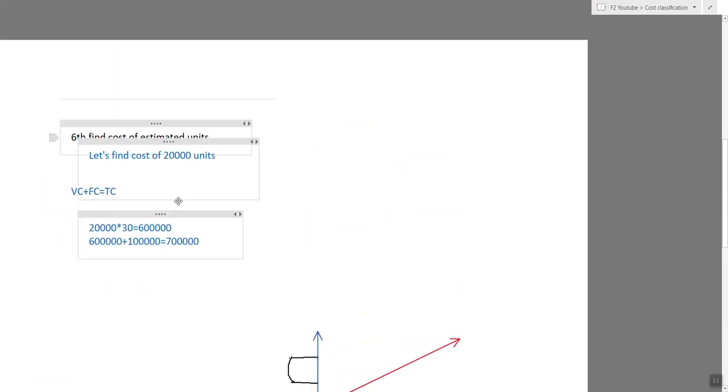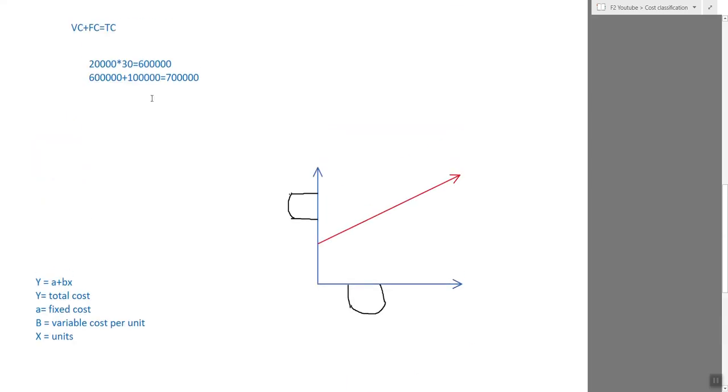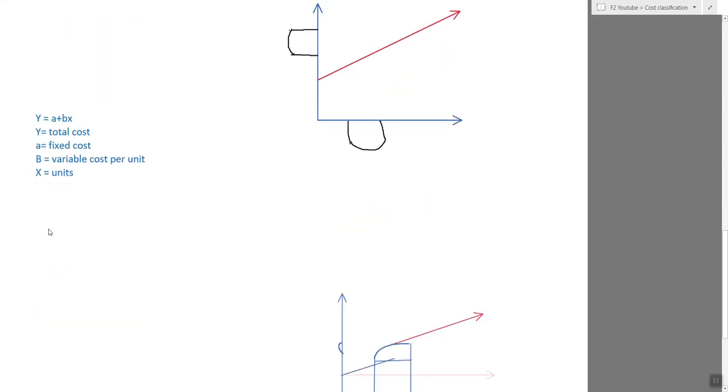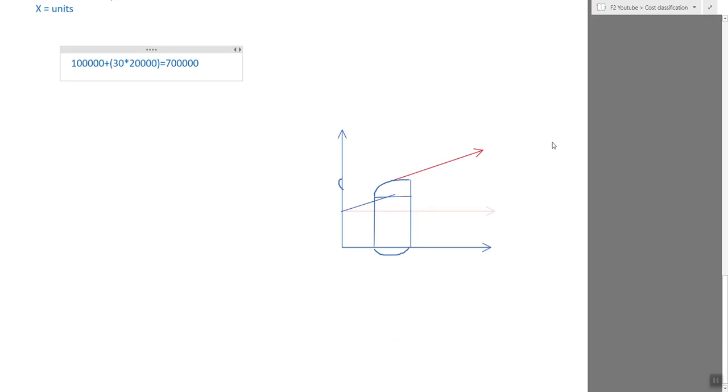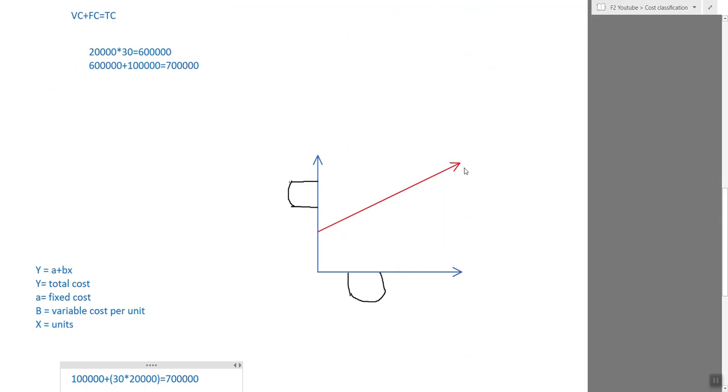You could write it like this, or it is usually written like this: Y equals A plus BX. Y is total cost, A is fixed cost, B is variable cost per unit, and X is number of units. For example, we have 100,000 fixed cost plus variable cost multiplied by units, 20,000, which will directly give us 700,000 total cost. So this is how the high-low method works.